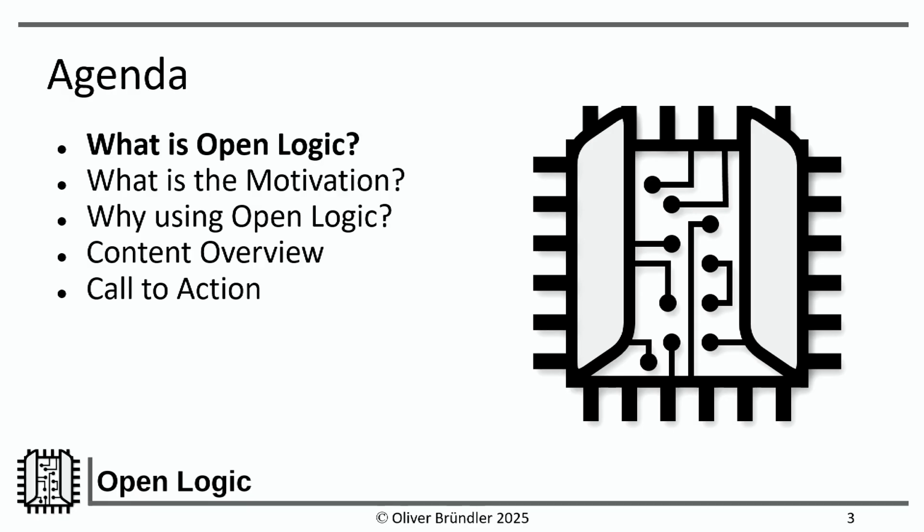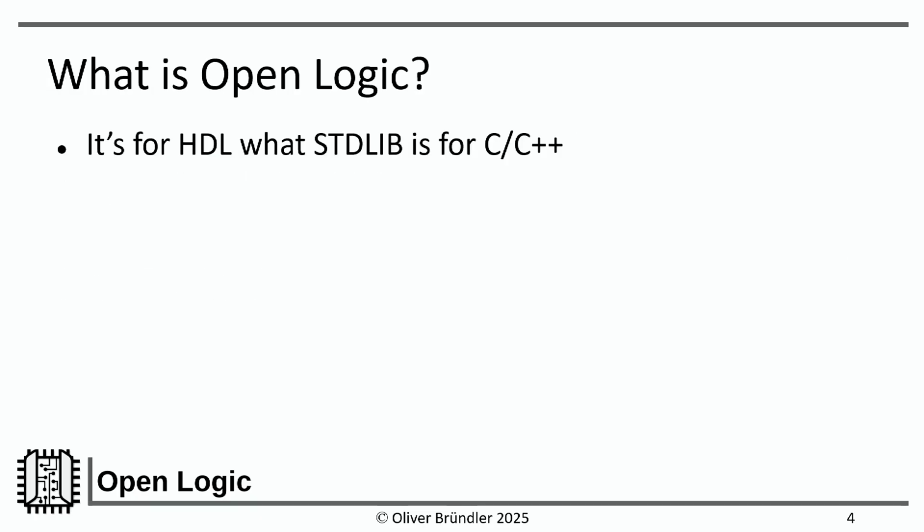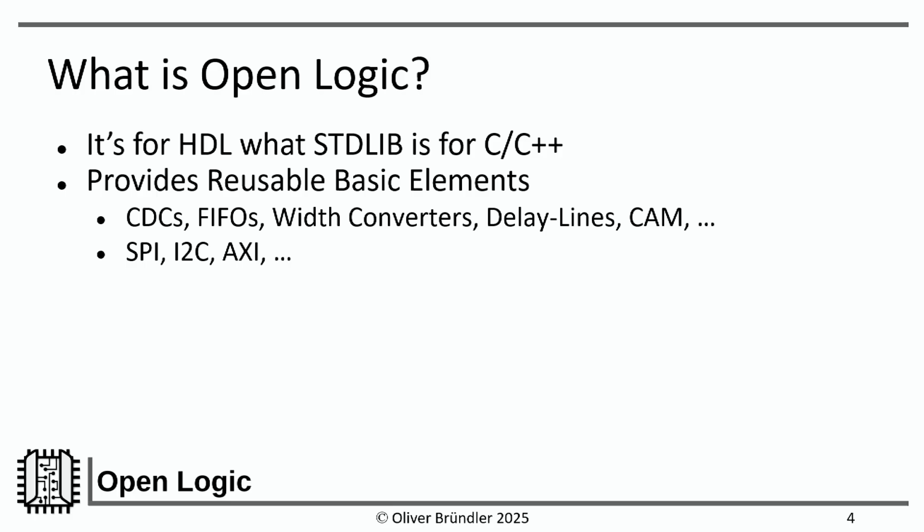So first of all, what is OpenLogic? OpenLogic aims to be for HDL developers what the standard library is for C, C++ developers. So it provides reusable basic elements like clock domain crossings, FIFOs, width converters, delay lines, content addressable memories, often used interfaces like SPI, I2C, AXI, kind of all those basic elements that you use from day to day, you shouldn't have to develop them. They should be provided somewhere, right?